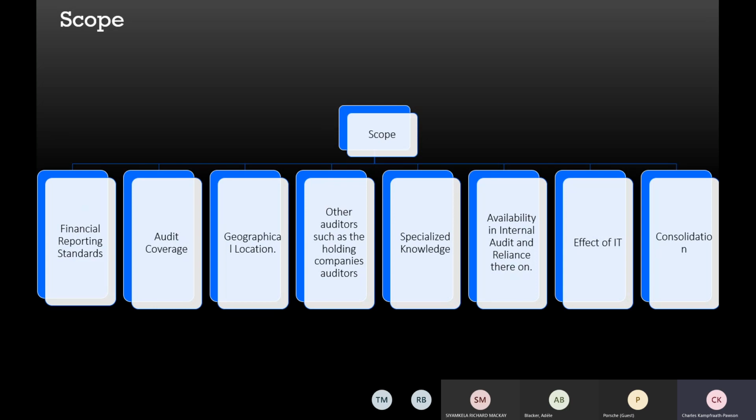And then consolidations. Is this a group? Because a consolidation is obviously a much trickier audit to do, and it will affect the scope. The question that you need to ask yourself when you review the scope is: am I auditing the group, or am I only auditing singular companies within the group?